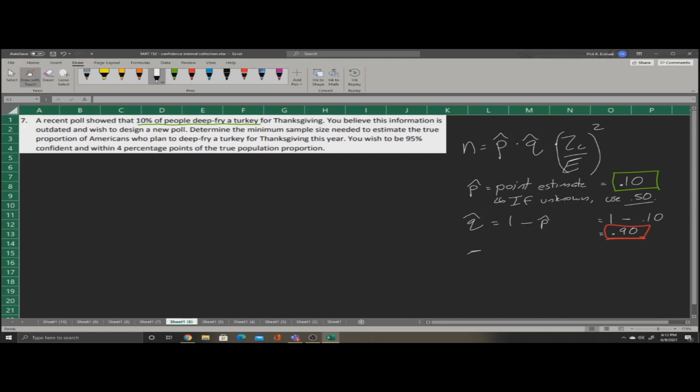Now, we're also given the error, because at the end of the question, we are told that we want this poll to be accurate within 4 percentage points. This is the same thing as saying either 4% or also 0.04. Now, to get z-critical, we need to go through the same steps we have before. First, we use the confidence, then we get alpha, and from there we get z-critical. Let's remind ourselves that alpha is 1 minus confidence, and z-critical is negative norm S inverse of alpha over 2.